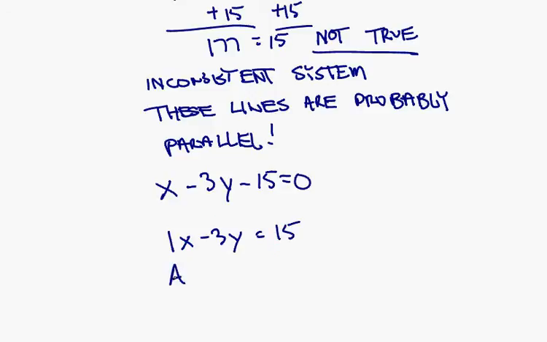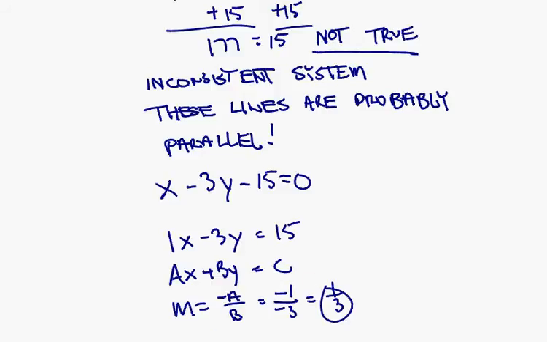Okay, this is in the form ax plus by equals c. From this I know my slope is negative a over b. So here I have negative 1 over negative 3, which is 1/3. Oh, guess what? That's the slope of my first equation. Okay, and if I look at my y-intercept, which is c over b, I know that that's 15 over negative 3, which is negative 5.